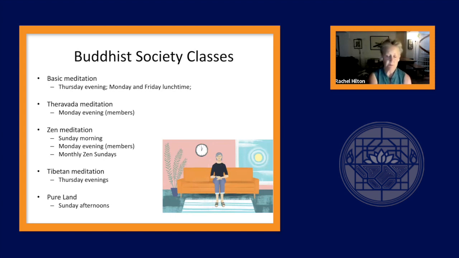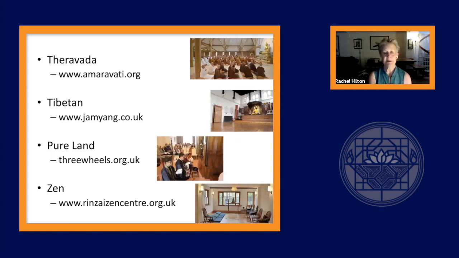You can see which particular school appeals to you: Theravada, Zen, Tibetan. I'm not promoting one over another. They're different things, and they appeal to different people. You can really find almost anything you need through the Buddhist Society. But outside of the Buddhist Society, there are other groups you might want to explore.